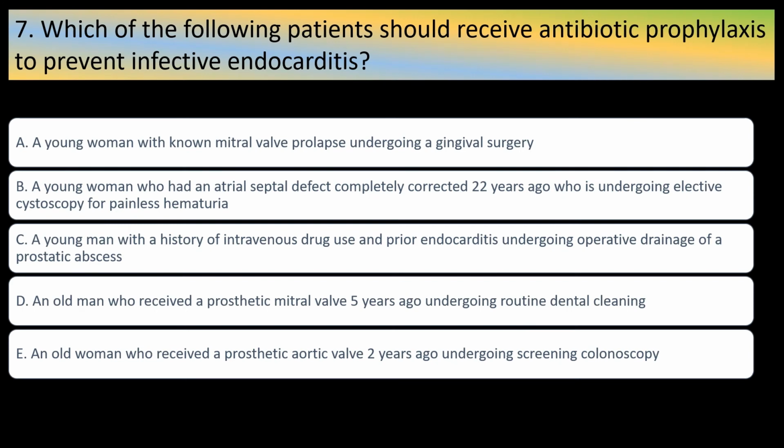Which of the following patients should receive antibiotic prophylaxis to prevent infective endocarditis? A. A young woman with known mitral valve prolapse undergoing gingival surgery. B. A young woman who had an atrial septal defect completely corrected 22 years ago who is undergoing elective cystoscopy for painless hematuria. C. A young man with a history of intravenous drug use and prior endocarditis undergoing operative drainage of a prostatic abscess. D. An old man who received a prosthetic mitral valve 5 years ago undergoing routine dental cleaning. Or E. An old woman who received a prosthetic aortic valve 2 years ago undergoing screening colonoscopy.